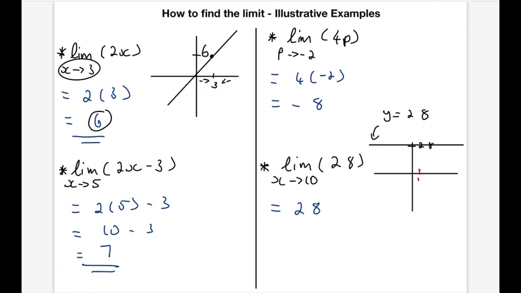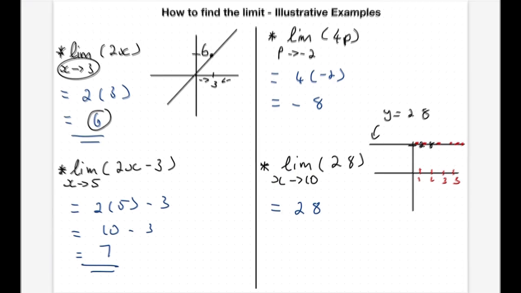You will agree with me that at every single x value, the y value of this graph is just 28. It is unaffected by what x is. And so that's why the limit of 28 as x approaches 10 is just 28. And this is how you treat the limit of any constant. It's unaffected by the variable x. Great, let's look at some more examples.